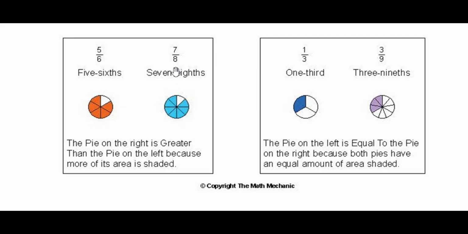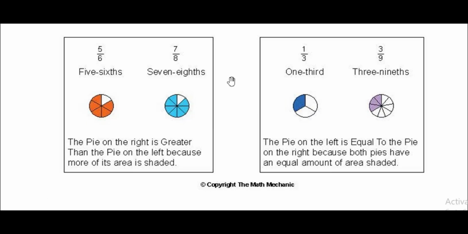So, again, the pie that represents 7/8 has more of its area shaded than the pie that represents 5/6. Therefore, 7/8 is greater than 5/6. Now we go to the next box.